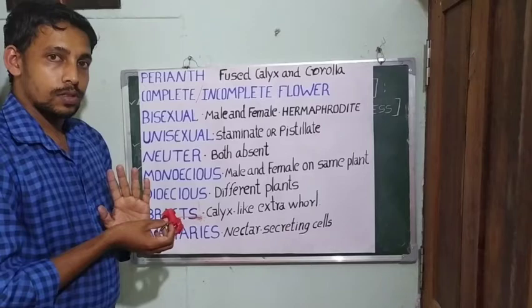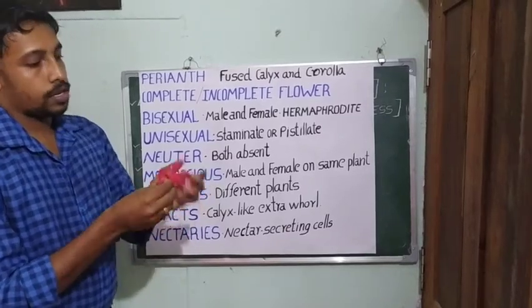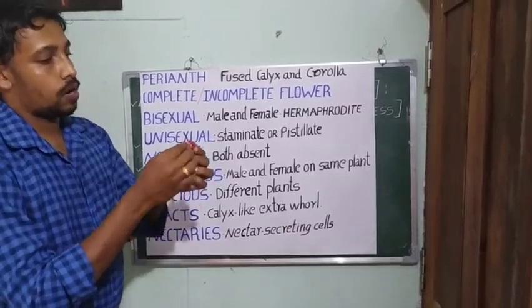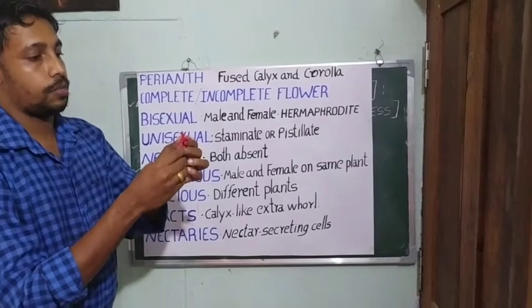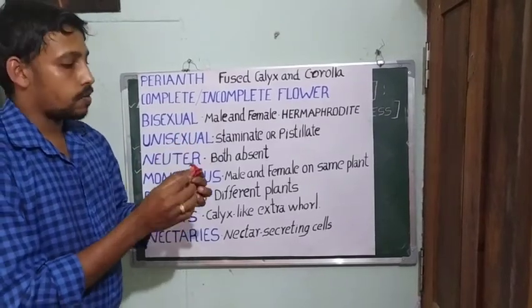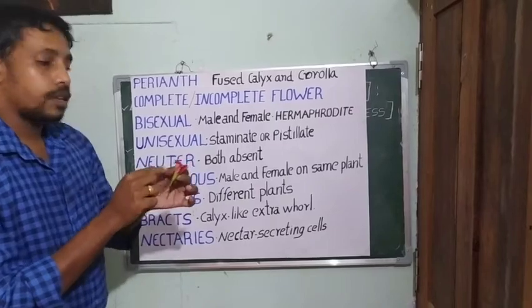Perianth. Okay, so here what? Here corolla and calyx can be easily distinguished. So we cannot see perianth here.